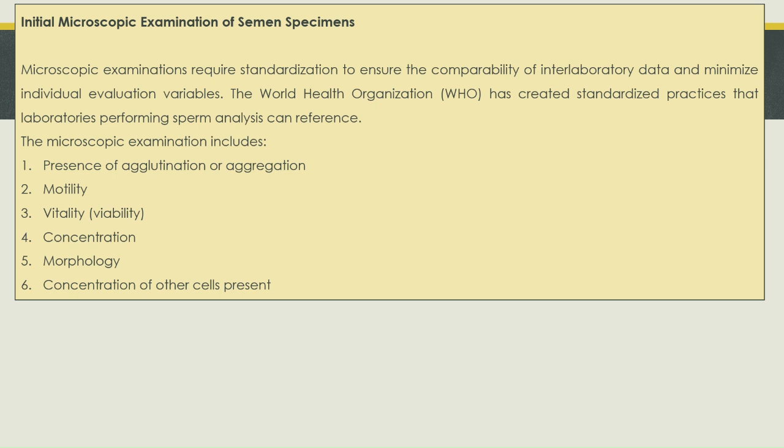The microscopic examination includes: 1. Presence of agglutination or aggregation. 2. Motility. 3. Vitality, viability. 4. Concentration. 5. Morphology. 6. Concentration of other cells present.